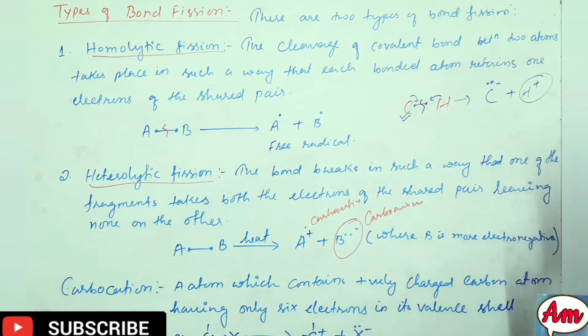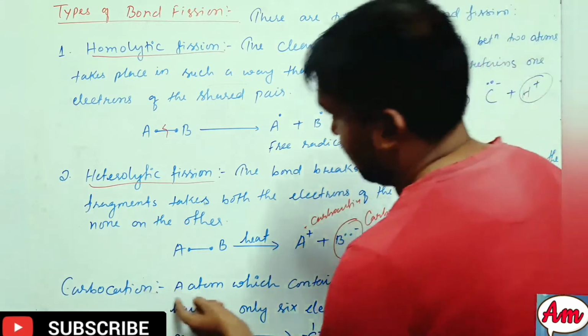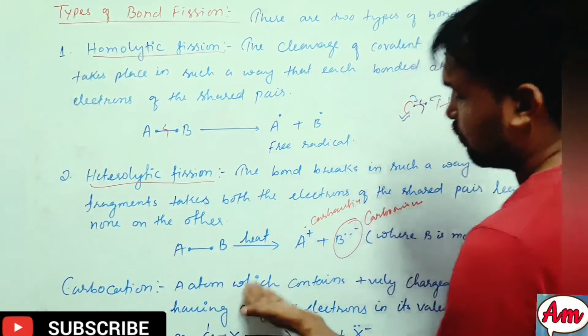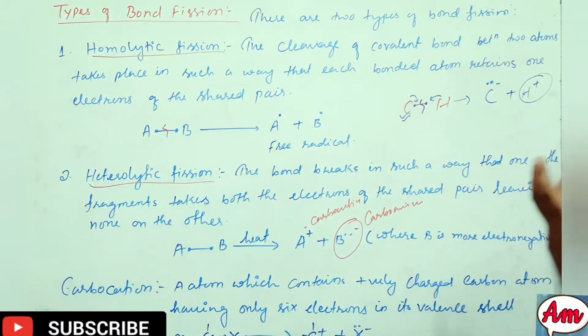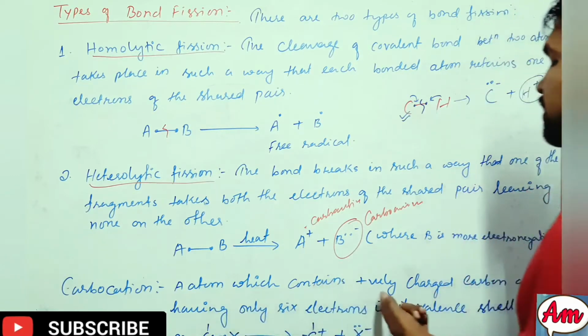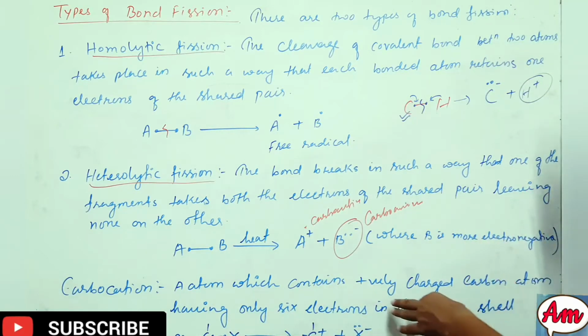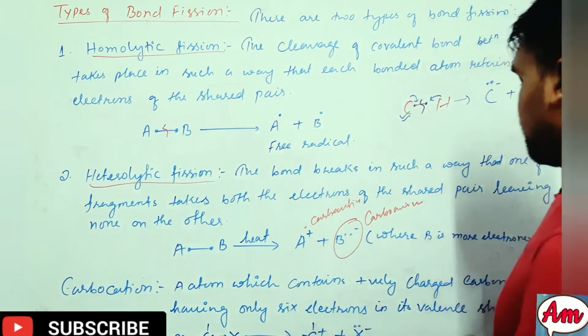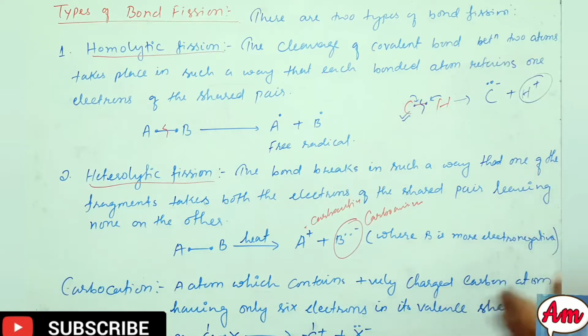Okay, so carbocation, what is a carbocation? An atom or group of atoms which contain a positively charged carbon atom having only 6 electrons in its valence shell is called a carbocation. It is not that only one atom will be there, it can be a group of atoms also.